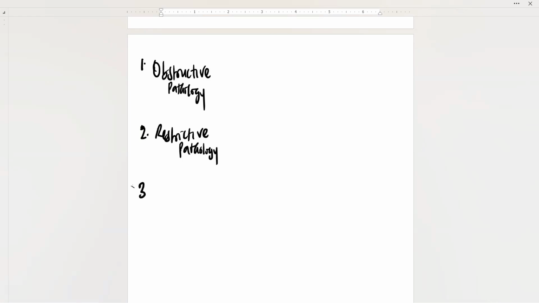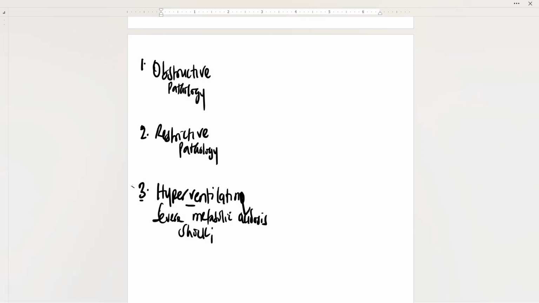Number three is what I refer to as the hyperventilating group. What I mean by the hyperventilating group is patients who have very increased work of breathing. They are hyperventilating because of the underlying disease that is going on. For instance, someone who has severe metabolic acidosis, maybe as a result of shock or diabetic ketoacidosis, right? Any of these will make the patient hyperventilate. Those patients are taking a lot of tidal volume and they're also breathing very fast. So I call them the hyperventilating group.